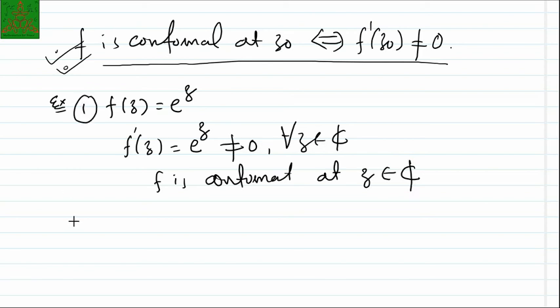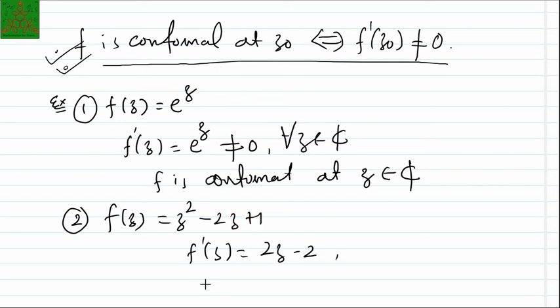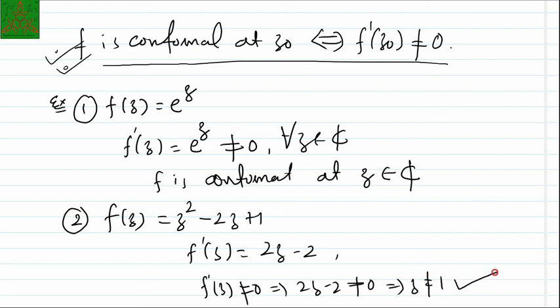Let's take another example. Let us discuss the conformality of the function z square minus 2z plus 1. So f dash of z not equal to 0 implies that 2z minus 2 is not equal to 0, which implies z is not equal to 1. So at all those points where z is not equal to 1, the function is conformal.